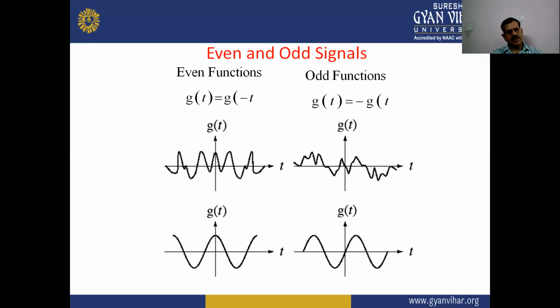Next, even and odd signals. So even function g(t) equal to g(minus t) and odd function g(t) equal to minus g(minus t). So here is the even or odd signals representation in different waveforms. That is the graph between signals versus time. Signal may be an even function or an odd function here.